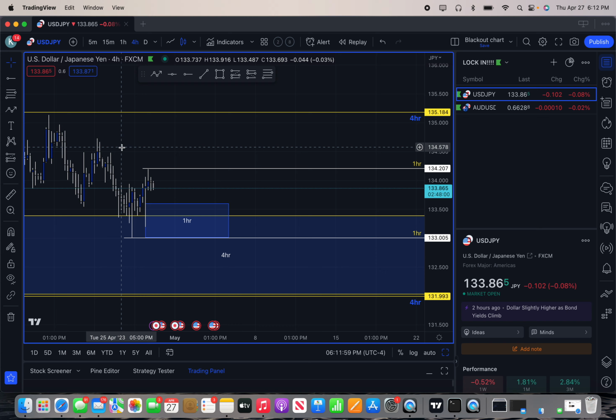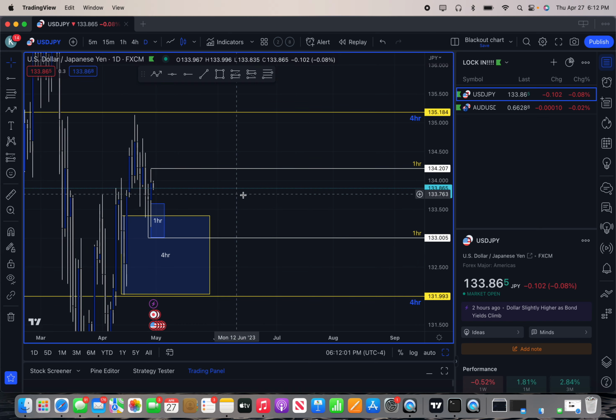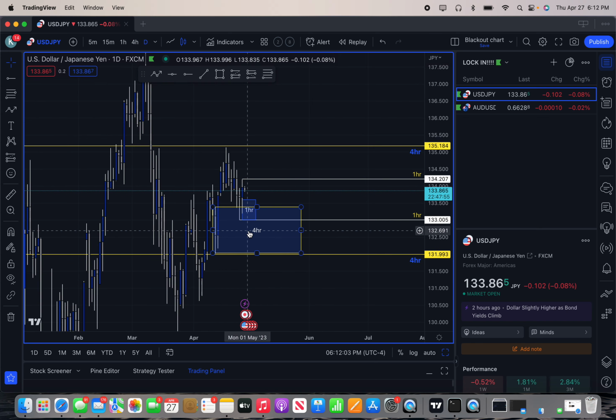But yeah, I identify my overall market structure on the 4 hour. So I know the 4 hour is in an overall uptrend. So if price was all the way up here and it just started retracing, it would make sense why the 1 hour was in a downtrend.